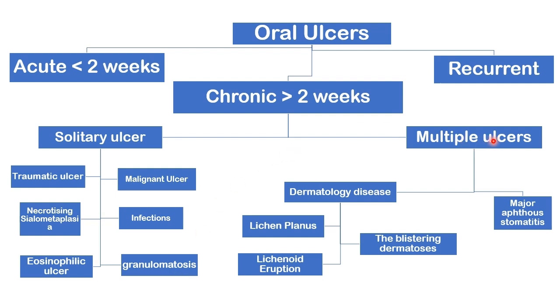The multiple ulcers include the very common major aphthous stomatitis. They persist for more than 2 weeks, and the dermatology-associated oral ulcers, either the lichen planus or the lichenoid eruption that we have been through, or the blistering dermatosis that we shall explore.